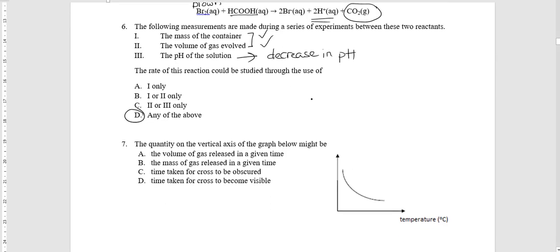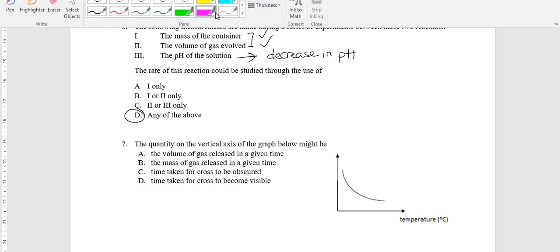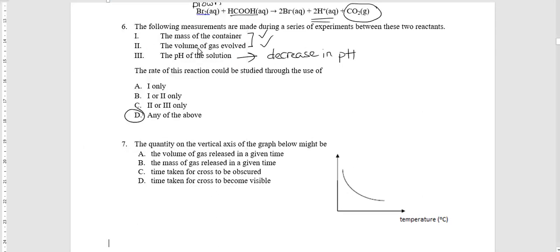Okay, and then we have question 7. The quantity on the vertical axis of the graph below might be. All right, this is good. You have a graph with temperature being one of the axes, and you need to work out what the other is. Your independent variable is always on your horizontal axis, and something that depends on it is going to be on the vertical axis. So we need to think about what out of these variables is going to decrease as you increase temperature.